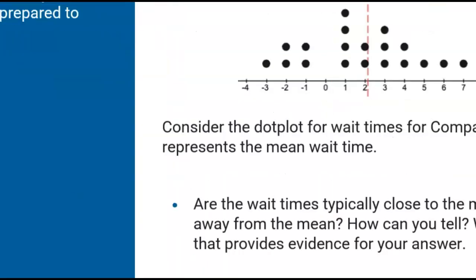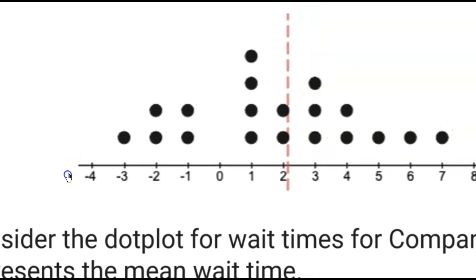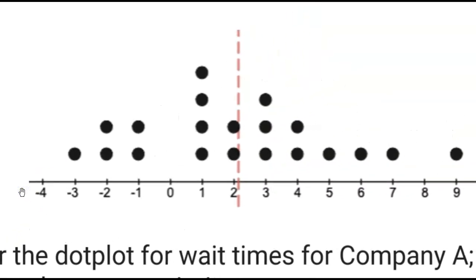Okay, on my screen, I have this red line. Who remembers what that red line represents when we did our dot plots? The mean, good. So, what is the mean for company A? What's the mean? Who can tell us what the mean is? Remember, we have to be accurate. Can't just guess. 2.15. Good. How'd you get that?